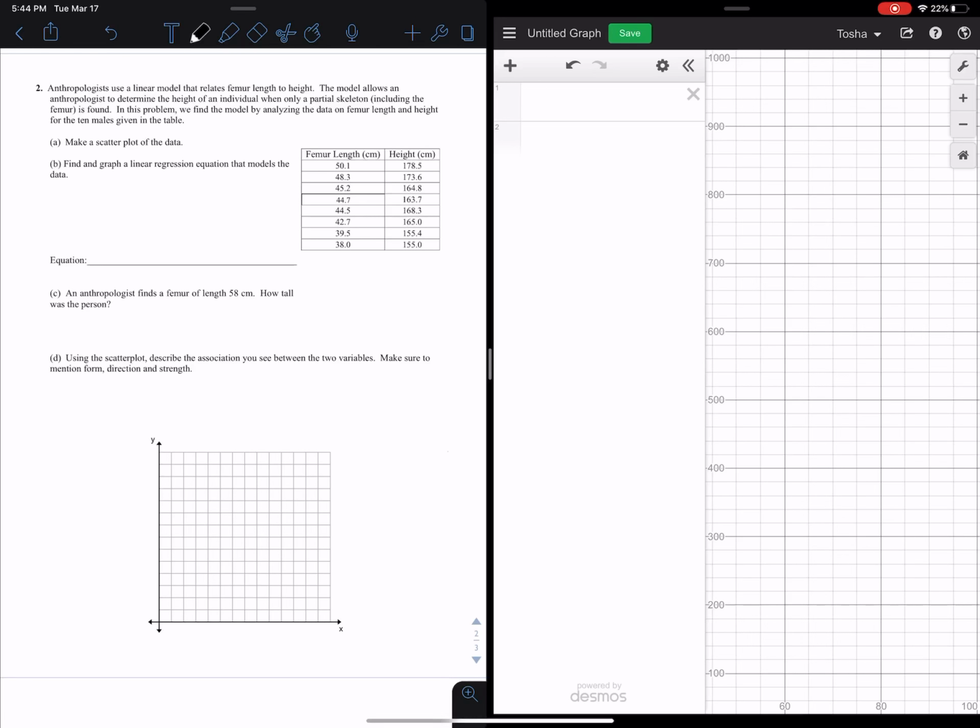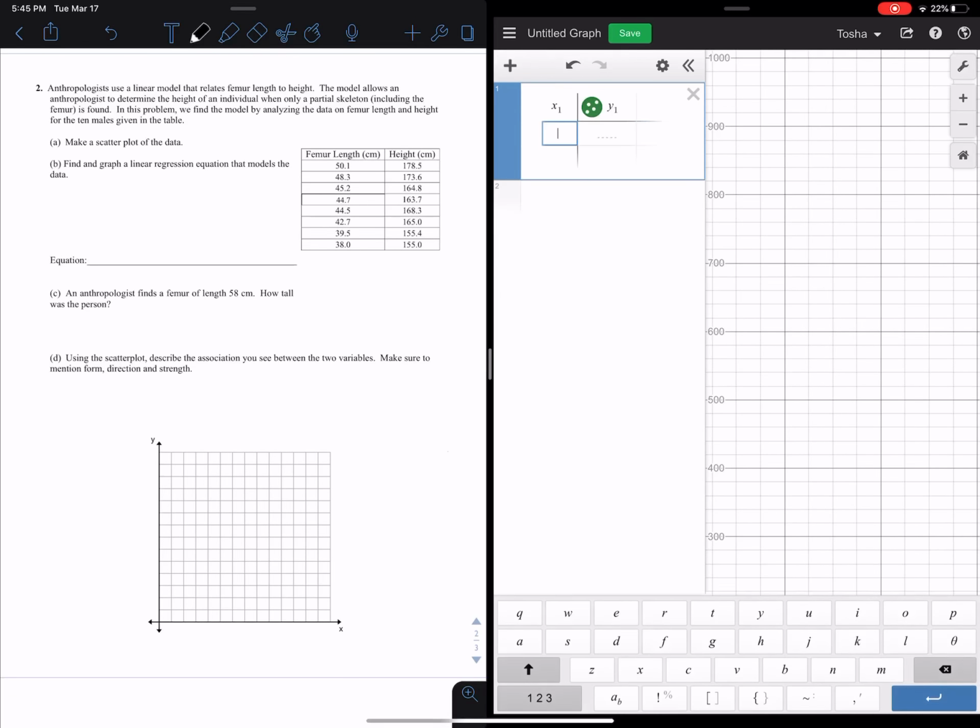That's your femur. This model allows anthropologists to determine the height of the individual when only a partial skeleton, including the femur, is found. In this problem, we will find the model by analyzing the data on the femur length and height for 10 males given in the table. So basically what this is saying is if a scientist found your femur, then they would be able to predict how tall you are based on this data. So let's go back into Desmos.